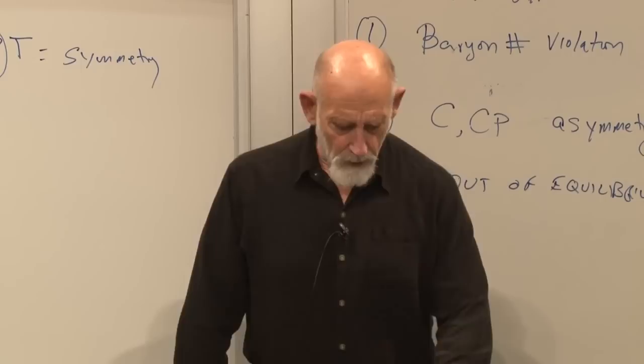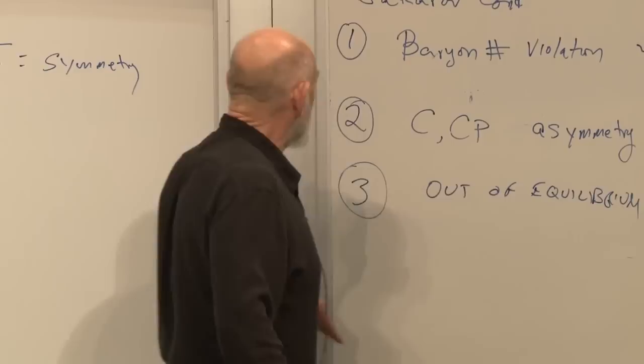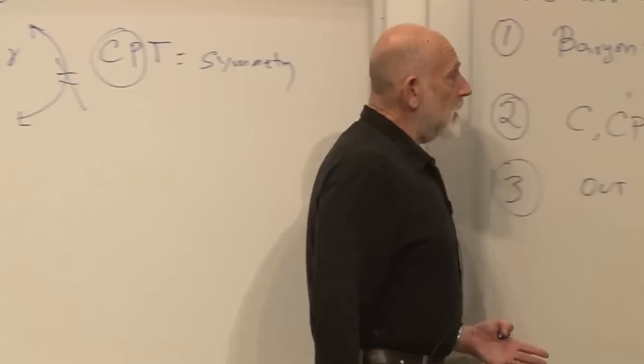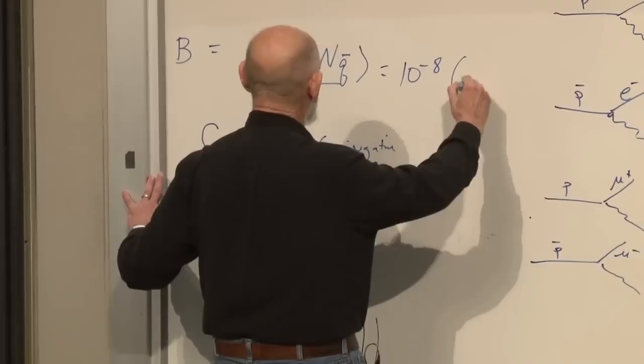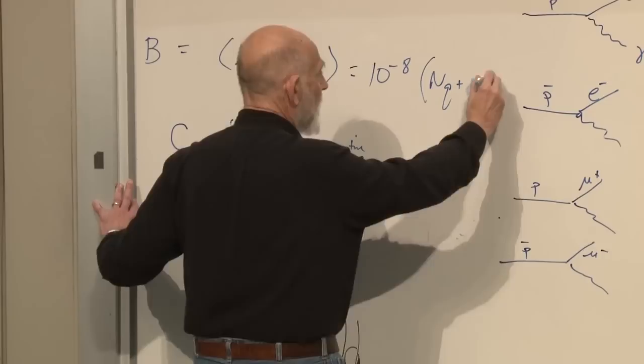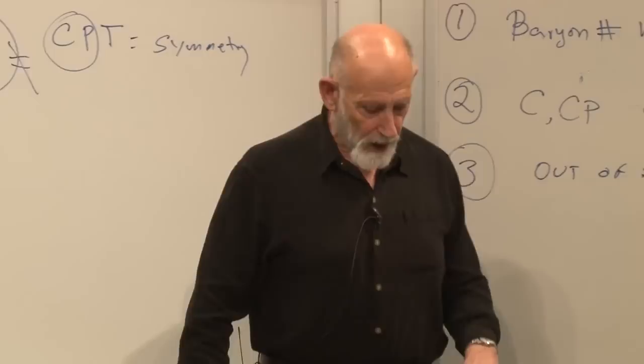So what we know is all three ingredients that are both necessary and probably sufficient to explain an imbalance are there, but the ingredients needed to make a computation to show that this number is 10 to the minus 8th times NQ plus NQ bar, we don't know how to do that. That's the status of this particular problem. As I said, it's called baryogenesis.